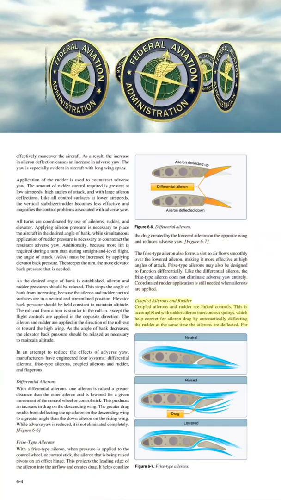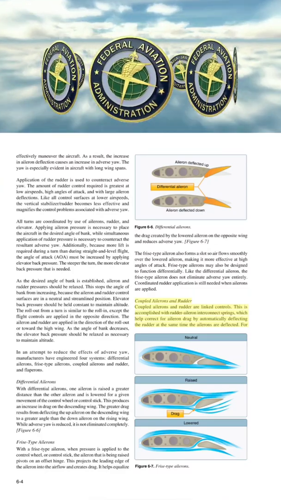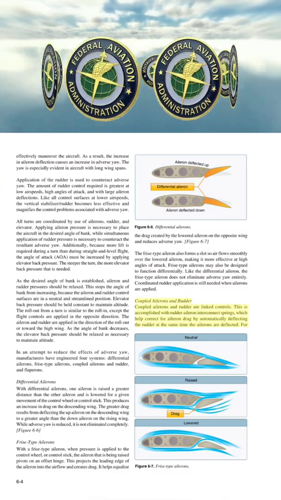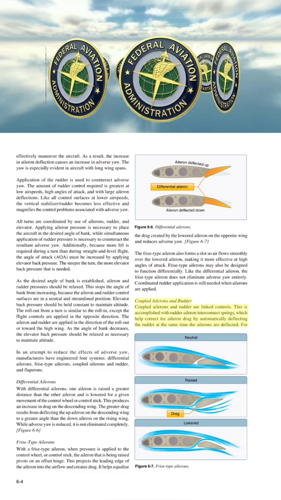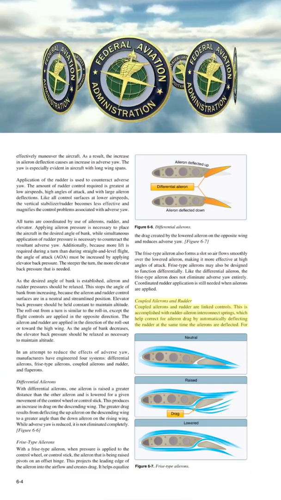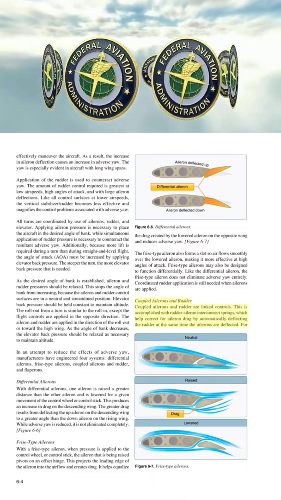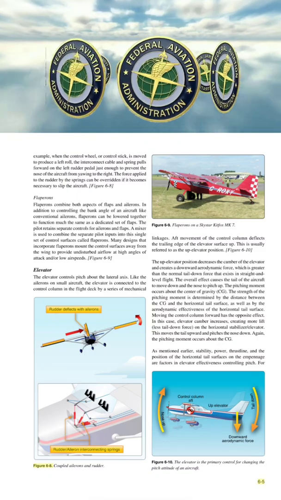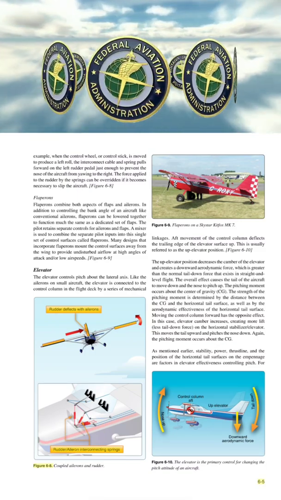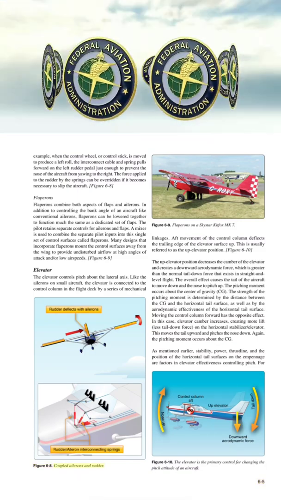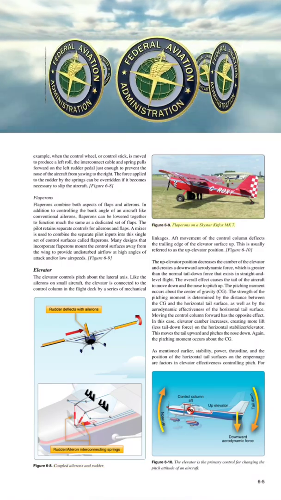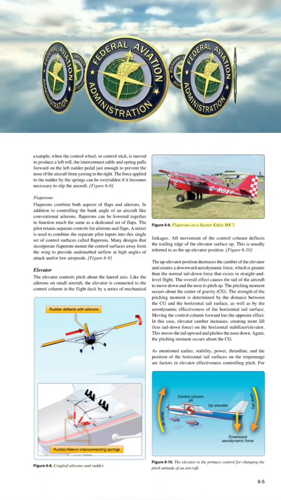Coupled ailerons and rudder. Coupled ailerons and rudder are linked controls. This is accomplished with rudder-aileron interconnect springs, which help correct for aileron drag by automatically deflecting the rudder at the same time the ailerons are deflected. Figure 6-8. Rudder-aileron interconnecting springs. Rudder deflects with ailerons. Figure 6-9. Coupled ailerons and rudder. Flaperons on a Skystar Kitfox Mk7.